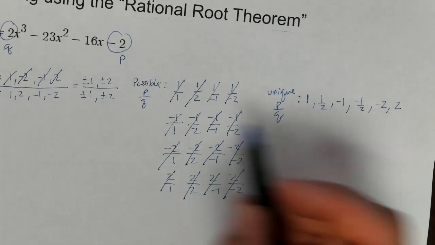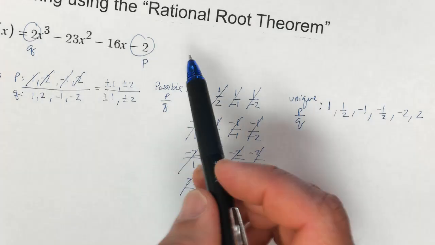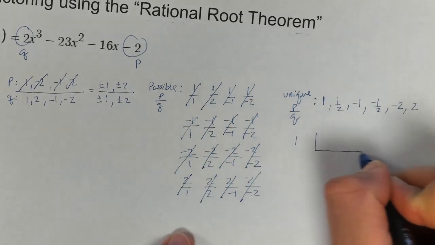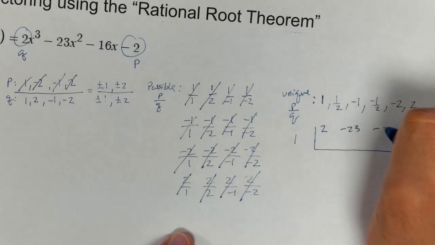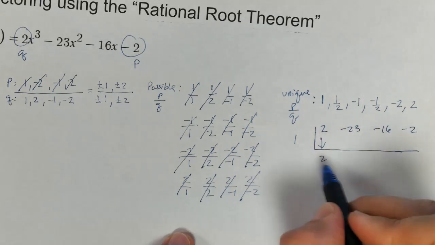Now I can start checking all of them out. Which one of these will result in a zero remainder for the original problem? Let's start with 1. I start with 2, -23, -16, and -2. Let's check these out. 1 times 2 is 2.